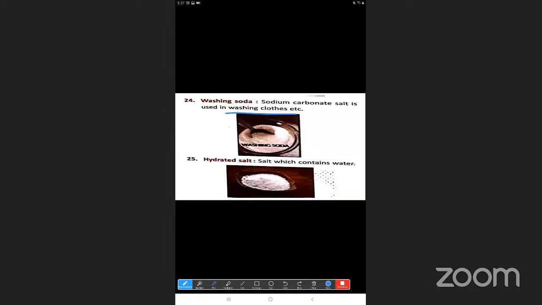Next one, hydrated salt. A salt which contains water. Next, water of crystallization. Water of crystallization is a fixed number of water molecules present in one formula unit of a salt. If you take any salt, a fixed number of water molecules will be present in it. That is known as water of crystallization.